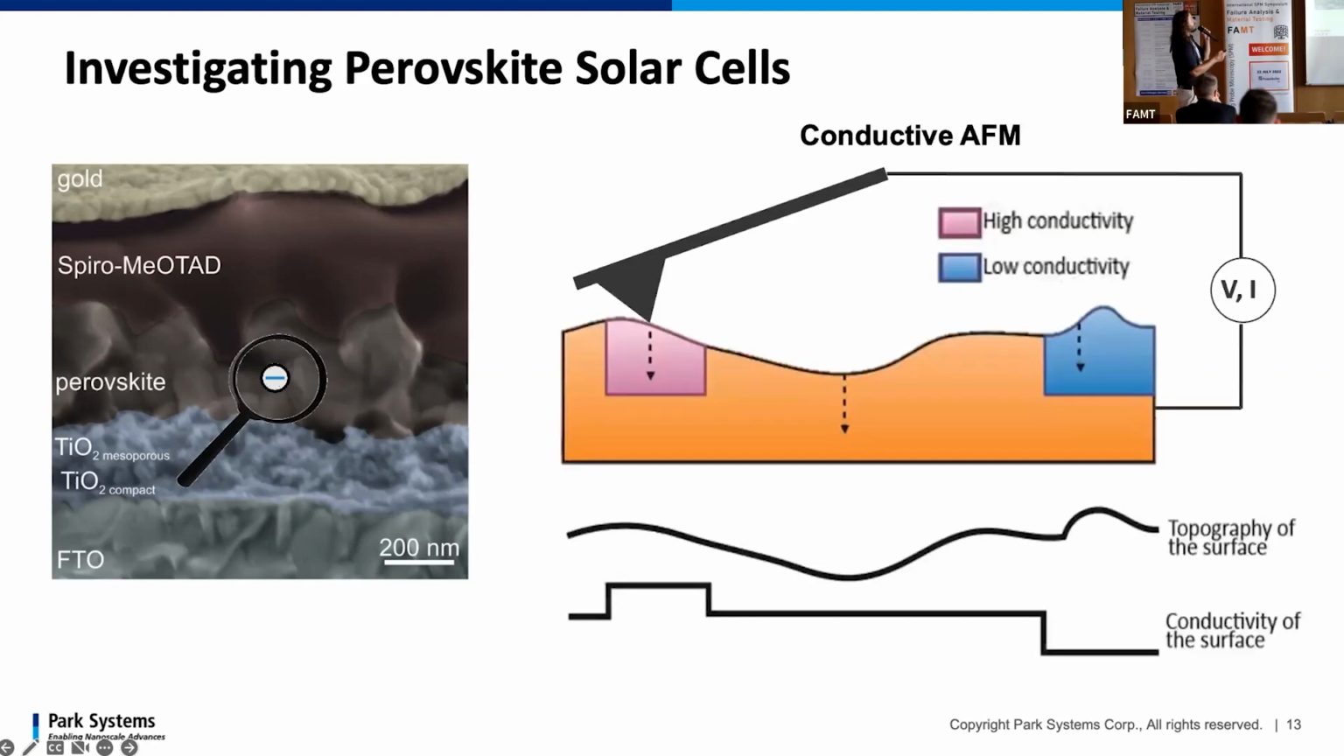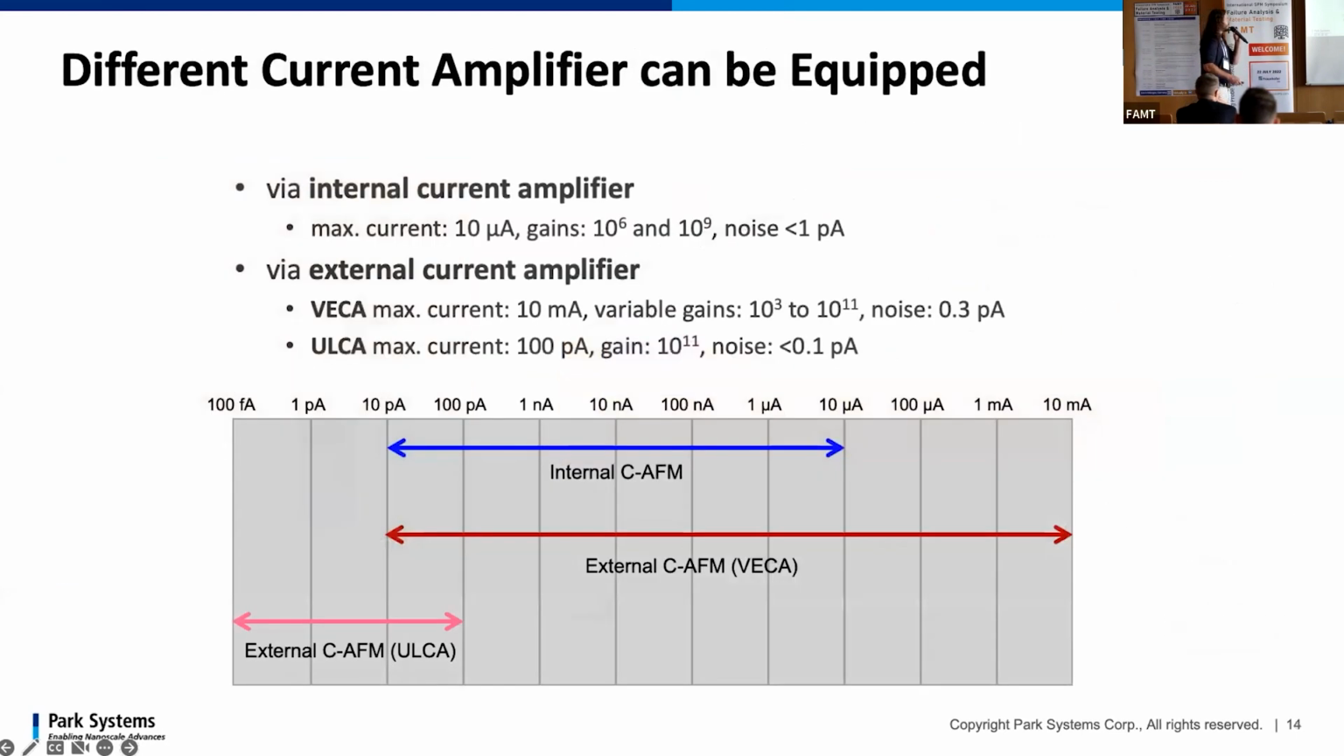For that, of course, we can use conductive AFM that we also have heard about today, where we basically map our surface in contact mode while applying an additional bias and measure the flow of current with a current amplifier. So we can not only map the topography, but we can also map and distinguish highly conductive areas from low conductive areas. And here at Bruker, we can further customize our experiments and choose between different current amplifiers.